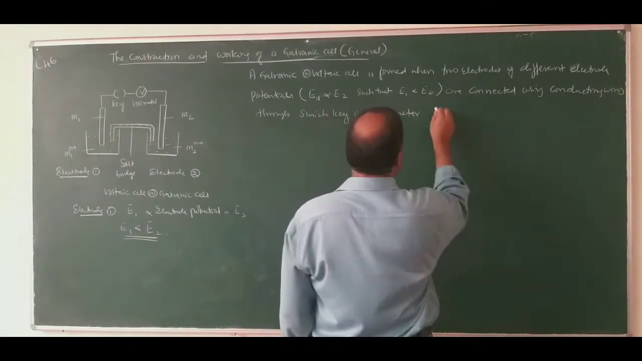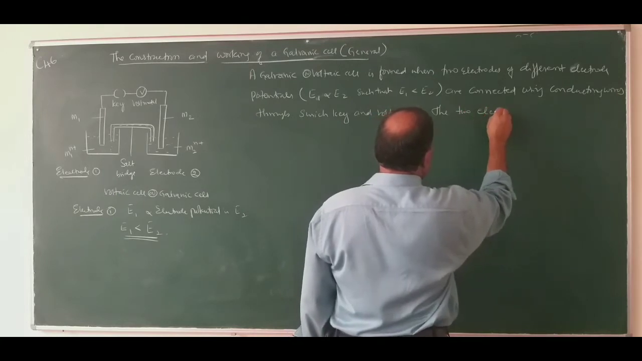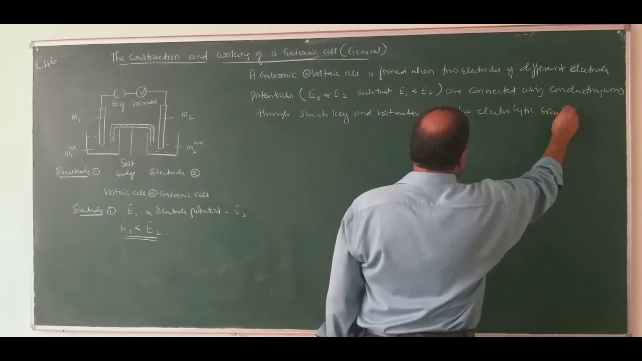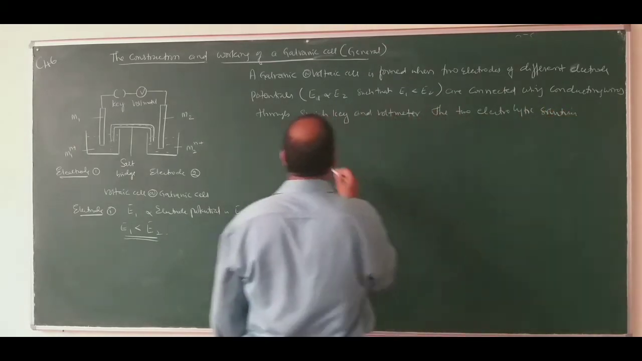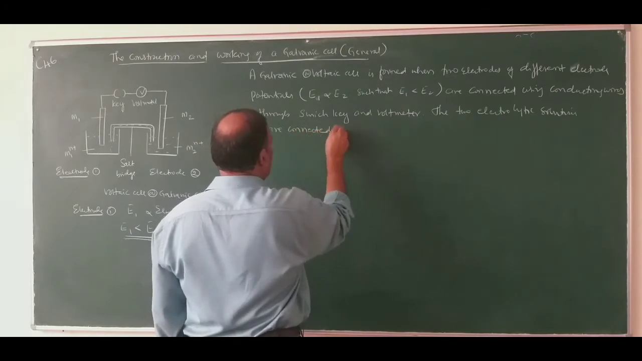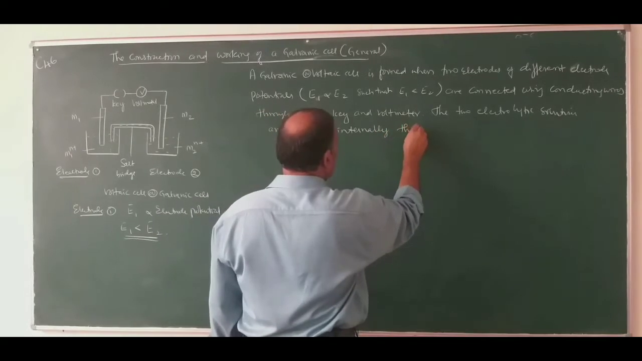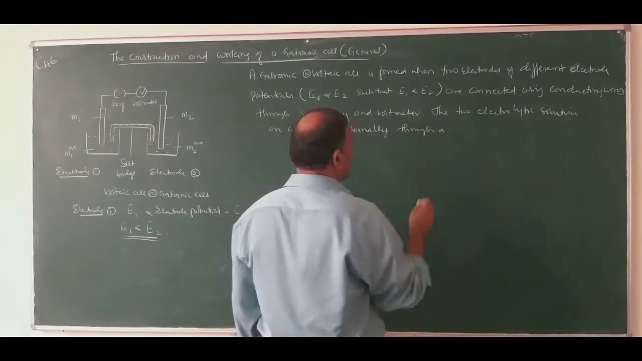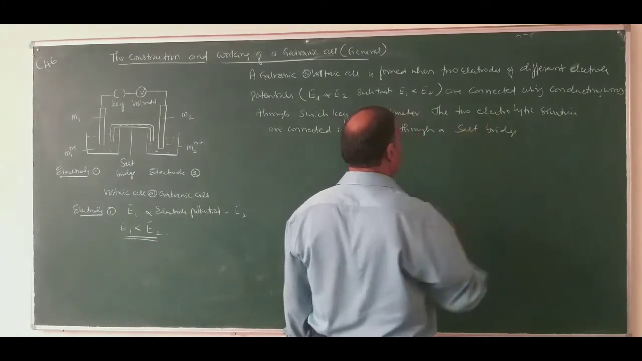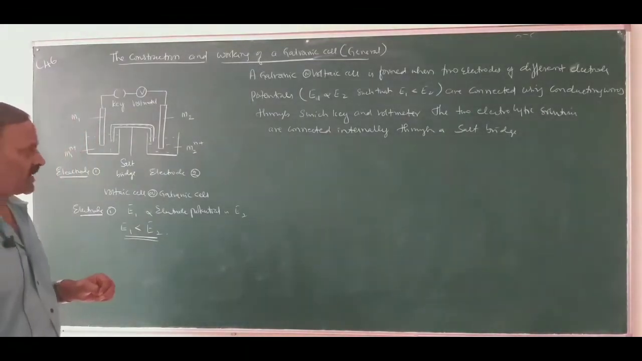First, the two electrolytic solutions are connected internally through a salt bridge. So we will get a galvanic cell or voltaic cell.